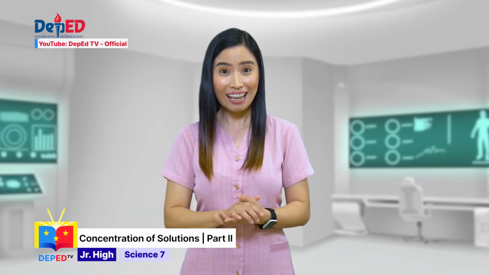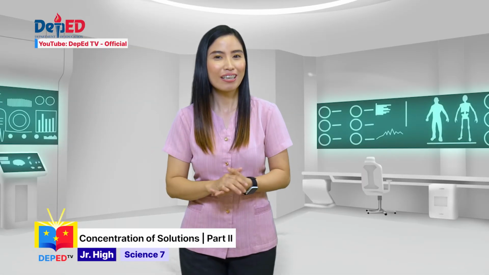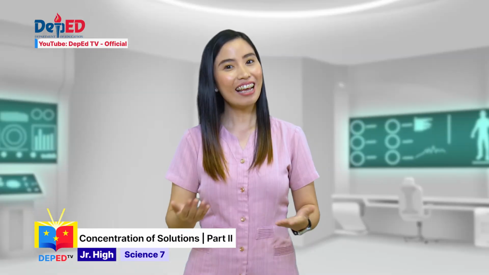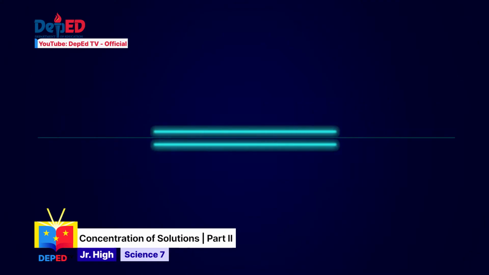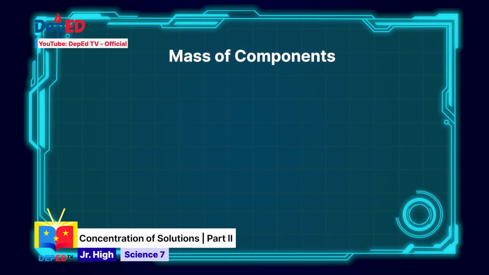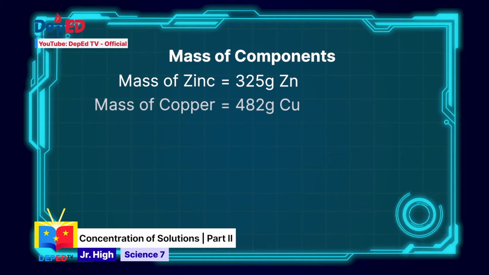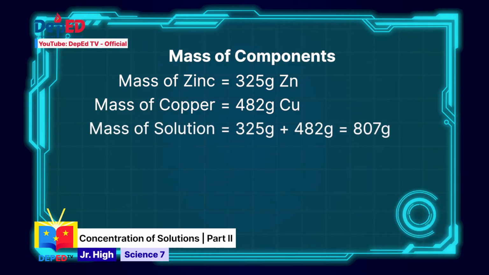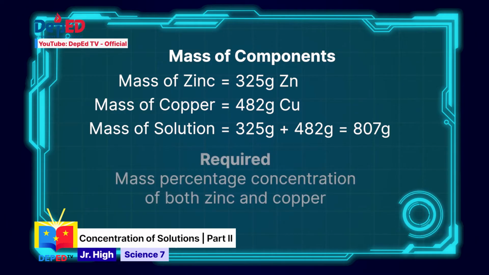Cybot the robot is back! Yes! Of course! We accept your challenge. Let's identify first the given values. The mass of the components. Mass of zinc, 325 grams. Mass of copper, 482 grams. Mass of solution, 325 grams plus 482 grams is equal to 807 grams. Required? The mass percentage concentration of both zinc and copper.